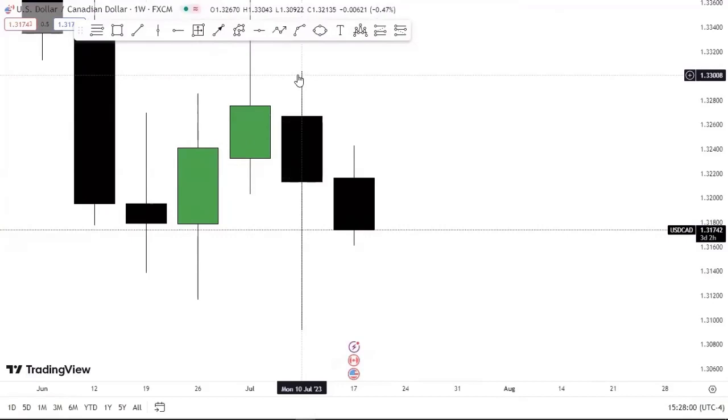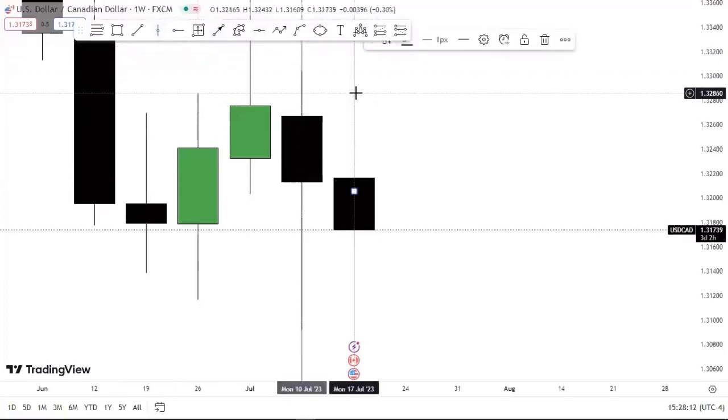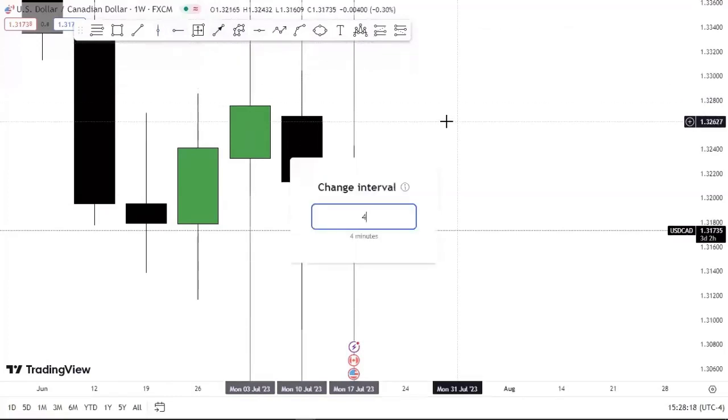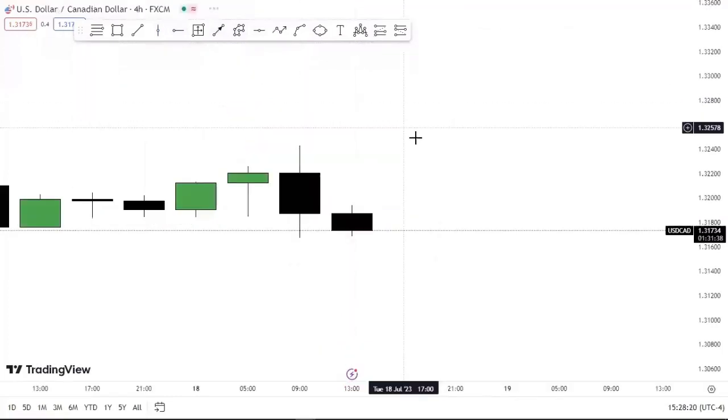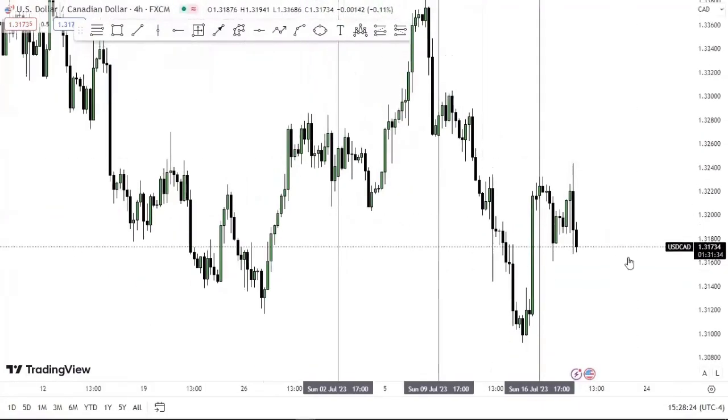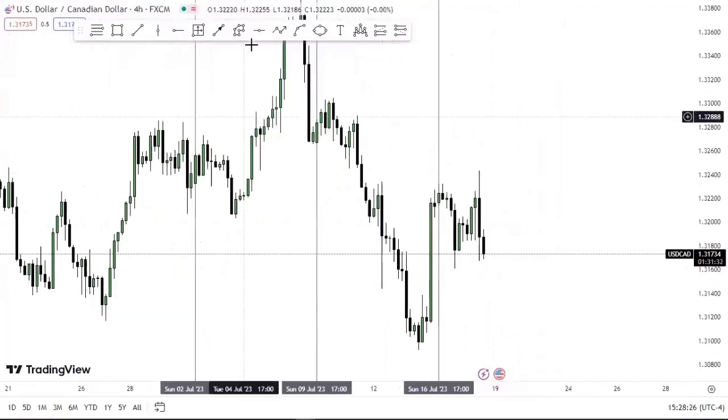Now we can go into the weekly time frame and then look at it from an intra-weekly level before we even go and look at the intraday movement. How do we do that? We place vertical lines on the candlesticks and then we go down to the 4-hour time frame. Let's go to 4-hour. So this is how it looks on the 4-hour time frame.